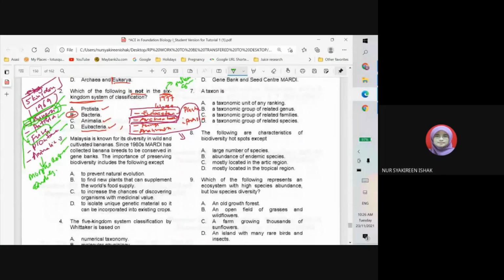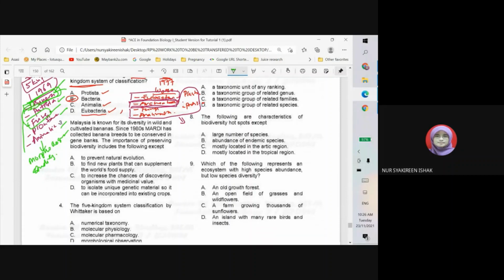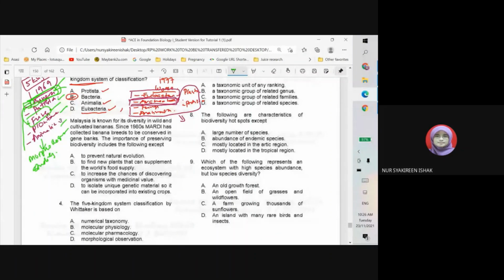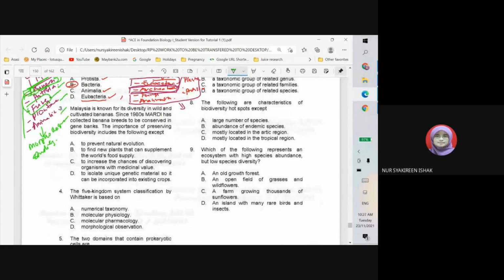And then question number 3. So far, do you have any question? Boleh follow tak? Boleh. Alright. So question number 3. Malaysia is known for its diversity in wild and cultivated bananas. So since 1980s, MARDI has collected banana breeds to be conserved in gene banks. Okay, so the importance of preserving biodiversity include the following.